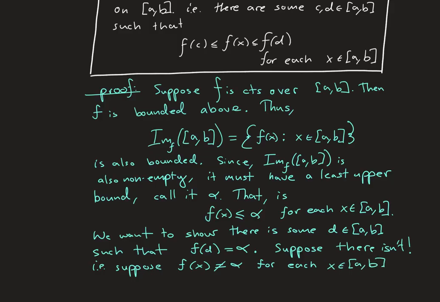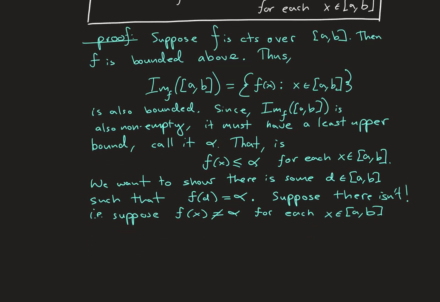And here's how we're going to be clever together. With that fact, we are going to make a new continuous function. This function, g of x, must be continuous over the closed interval, a to b. Why? Because the denominator is never 0.